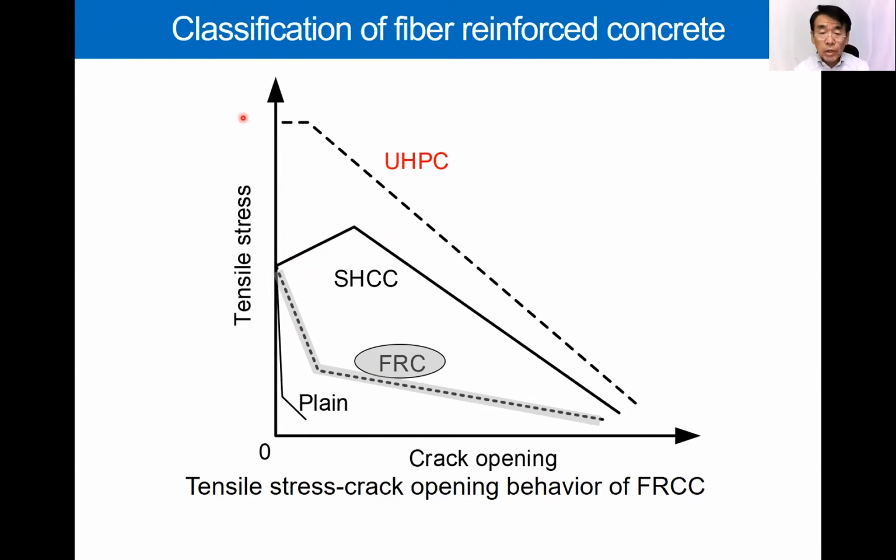The tensile strength of UHPC is 3 or 4 times higher than that of conventional FRC. And it shows some hardening when the crack is small, and then softens. Okay, sorry.